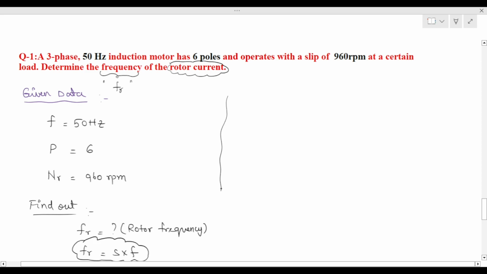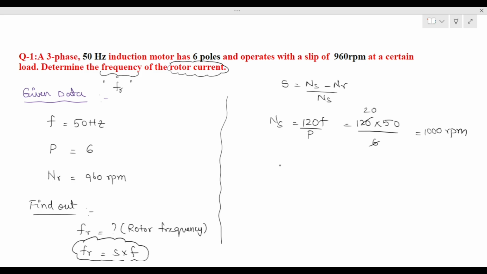Here our main target is to find the slip. We already know the formula for slip: S is equal to (Ns minus Nr) by Ns. Ns is equal to 120 F by P. So 120 into 50 by the poles, which is 6, gives 1000 rpm. So we got Ns is equal to 1000 rpm.